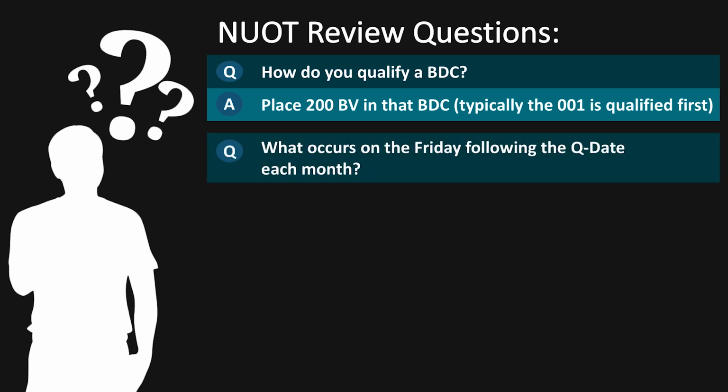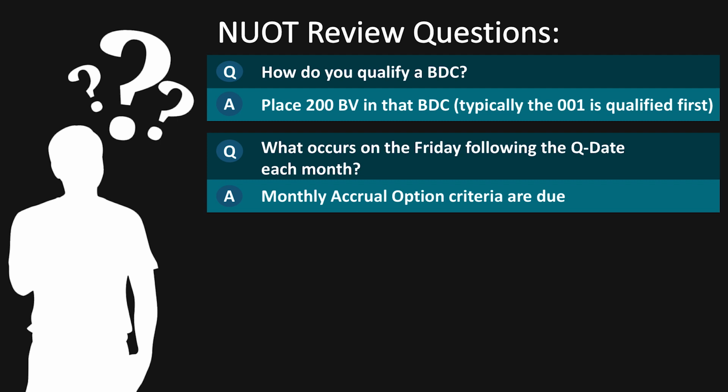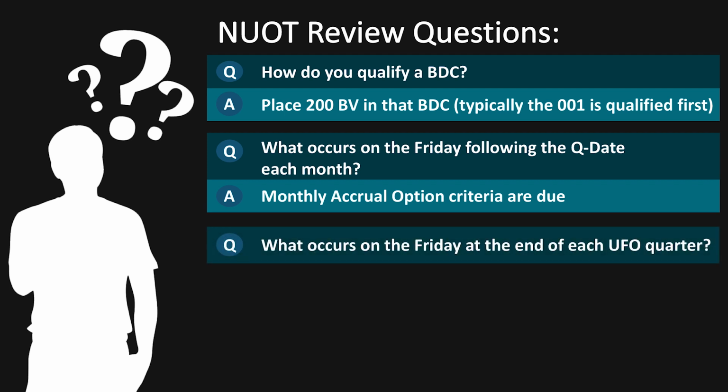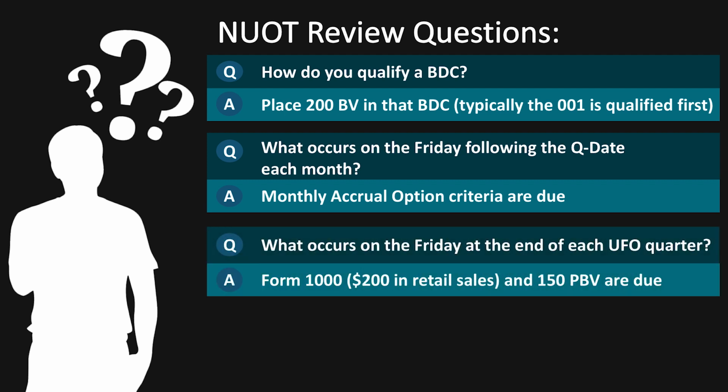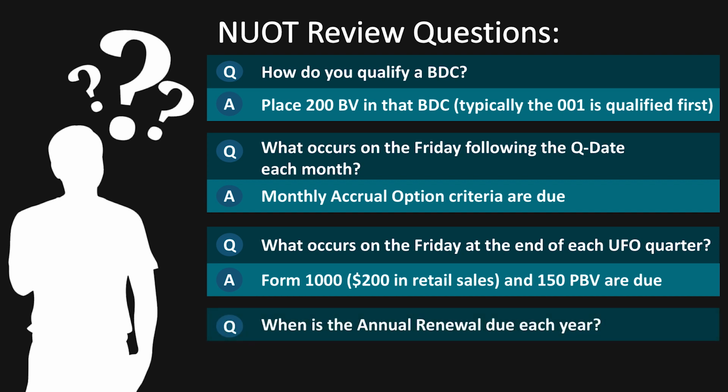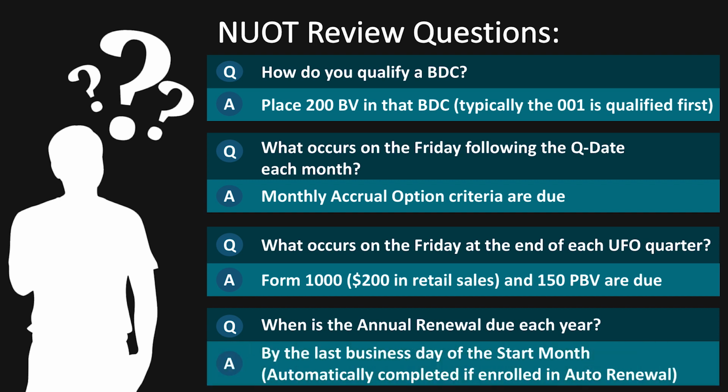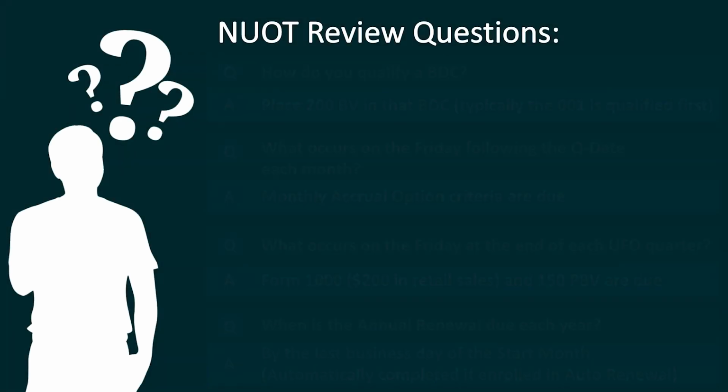What occurs on the Friday following the Q date each month? Monthly accrual option criteria are due. So remember, on that Friday, that's when all the monthly is due. What occurs on the Friday at the end of each UFO quarter? Form 1000, which is our 200 in retail sales, 150 personal BV are due at the end of that quarter as well. When is the annual renewal due each year? Now remember, this is when we use the start date. By the last business day of the start month, it's automatically completed if you're enrolled in auto renewal.